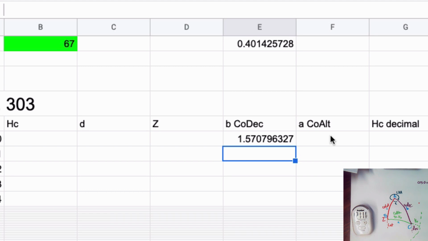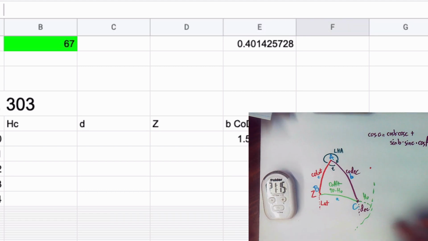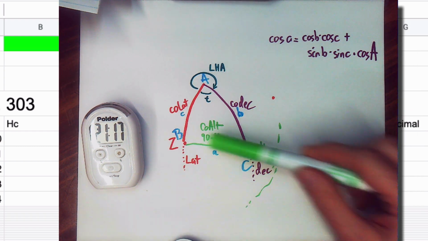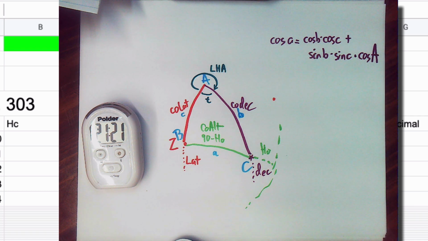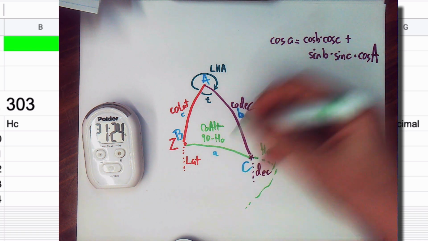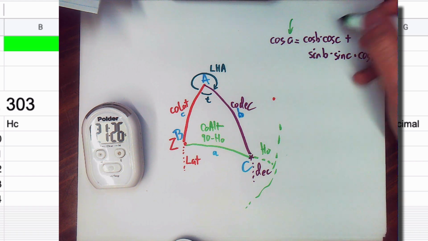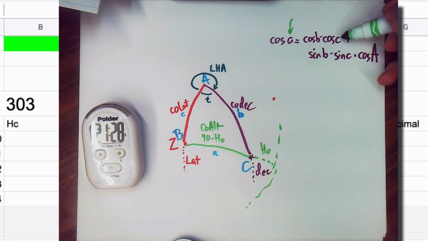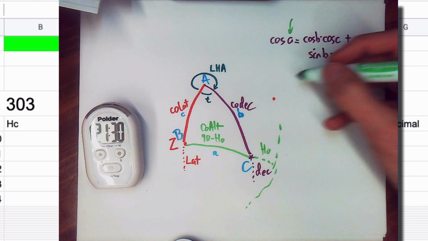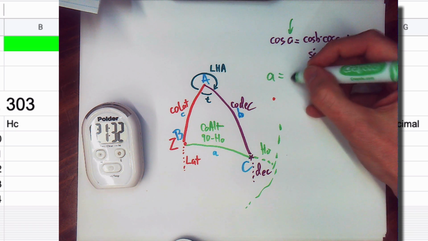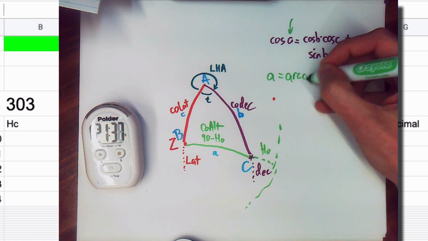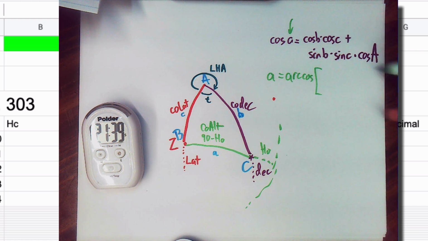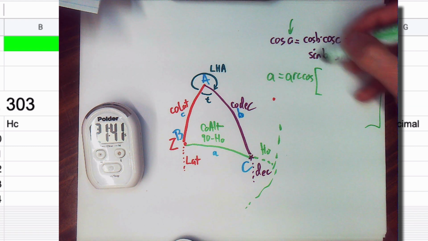repeatedly. But what we're going to do now is find our CoAlt. So going back to the drawing, this line in green, that's the CoAlt. So I need to be able to solve for that. So that's A. All right, that's CoAlt. So how am I going to solve this? I'm going to need to take the inverse cosine, or arc cosine, right? Arc cosine of this entire thing.